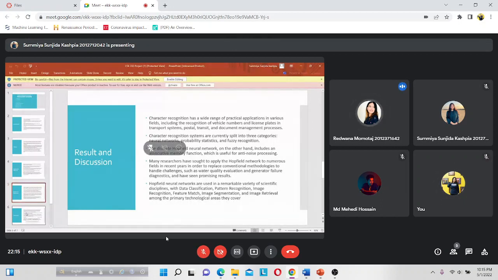The discrete Hopfield neural network, on the other hand, includes an associative memory function which is useful for anti-noise processing. Many researchers have sought to apply the Hopfield network to numerous fields in recent years in order to replace conventional methodologies to handle challenges. Hopfield neural networks are used in a remarkable variety of scientific disciplines, with data classification, pattern recognition, image recognition, etc., among the primary technological areas they cover.